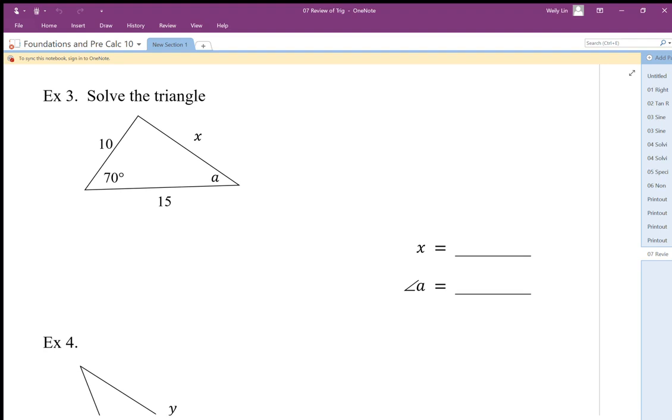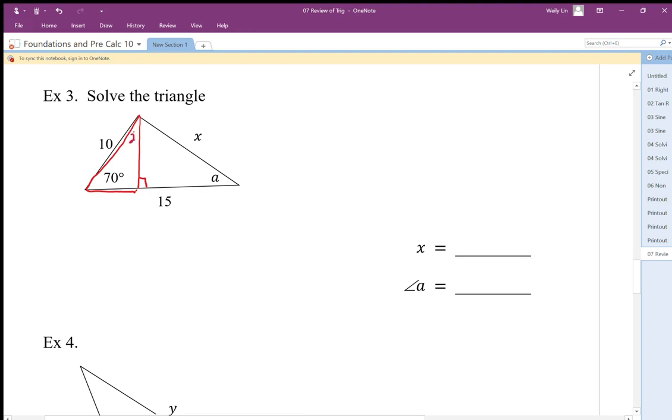Here we have a non-right triangle, so we have to be able to split this into right triangles. There's many different ways to do it, and we want to try to find the easiest way that will help us out. It looks like if we draw the vertical from the top to the base, we can generate a right triangle here where we have enough information to solve. So we have an angle, a side. We can then use trig to solve for the other sides and the angle.